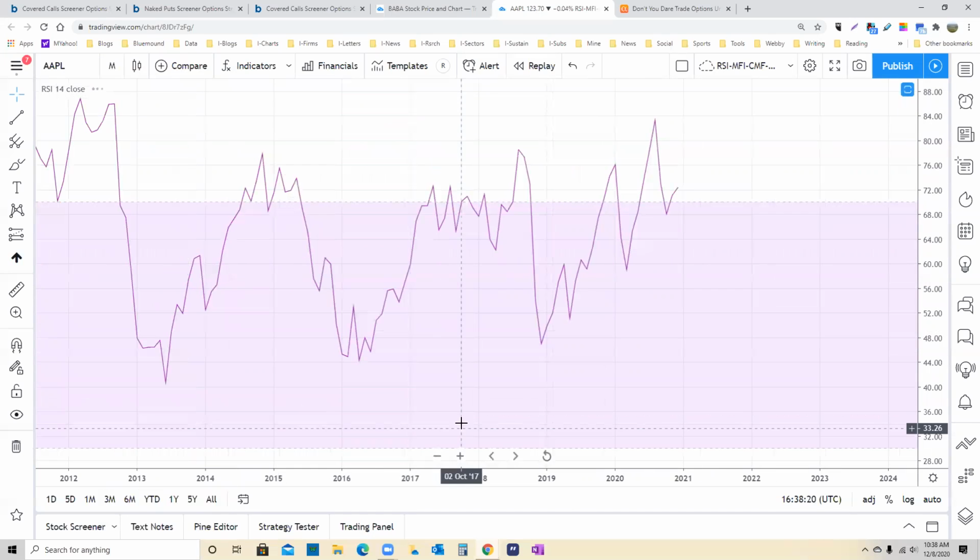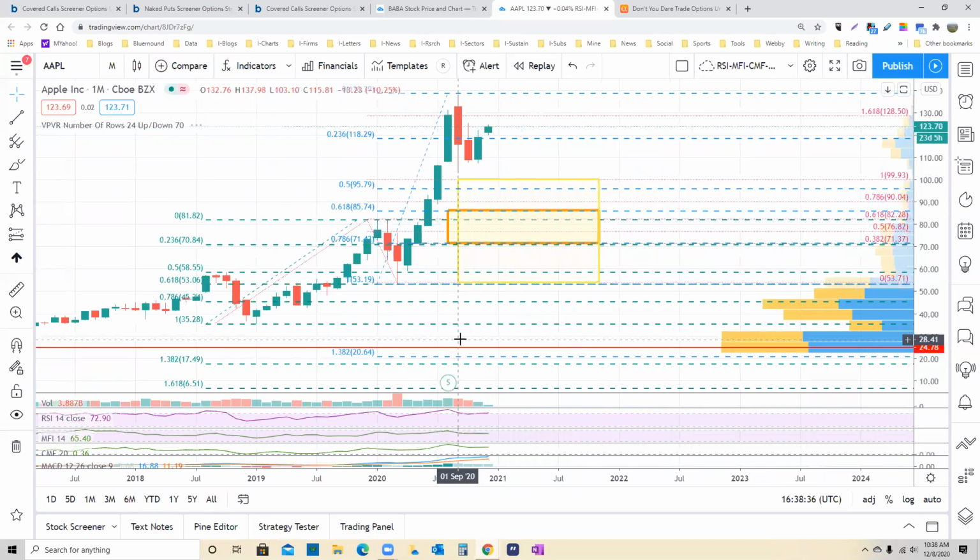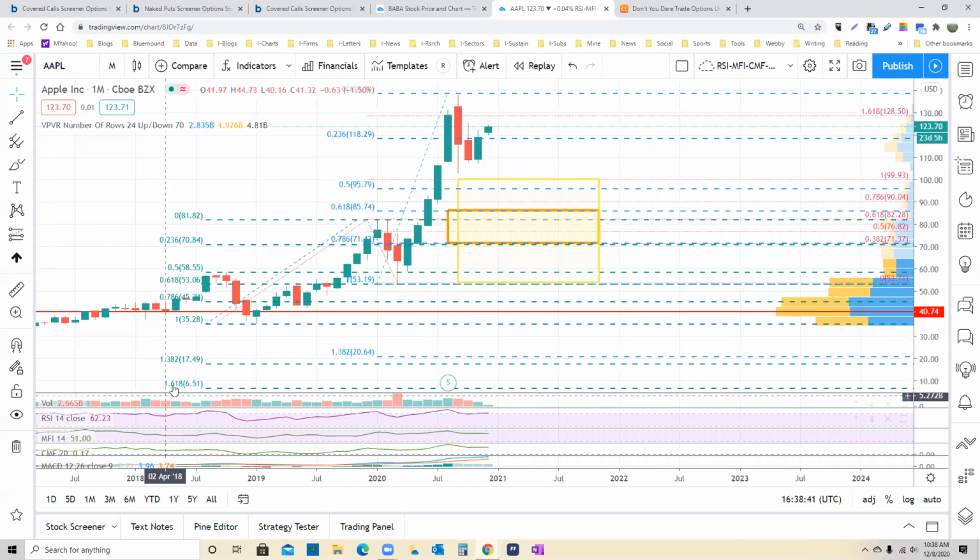So let's take a look. The 1 month is overbought. It happened August of 2018. So what happened in August of 2018? Remember, this is Apple. So it plateaued, and then it dropped 30%, right? So these longer term charts are important for you.